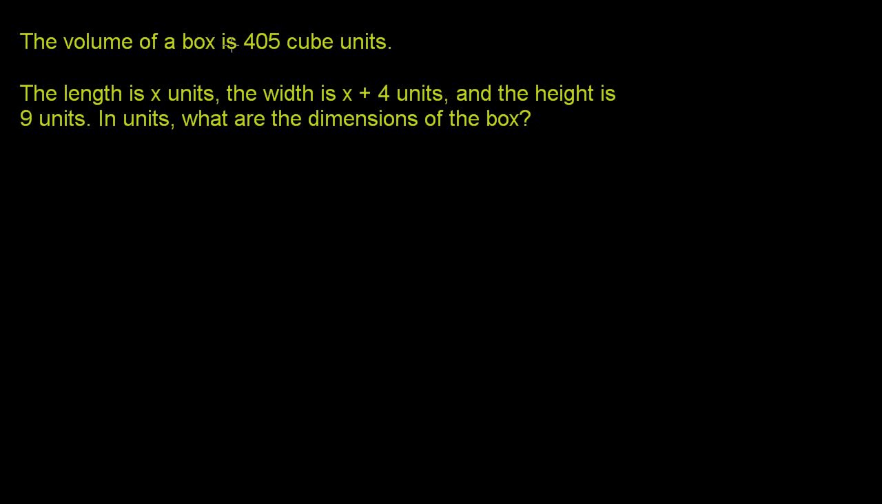The volume of a box is 405 cubic units. They just want to keep it general. It could have been in cubic feet, or cubic meters, or cubic centimeters, or cubic miles. They just want to keep it as units, as general as possible. The length is x units. The width is x plus 4 units. And the height is 9 units.